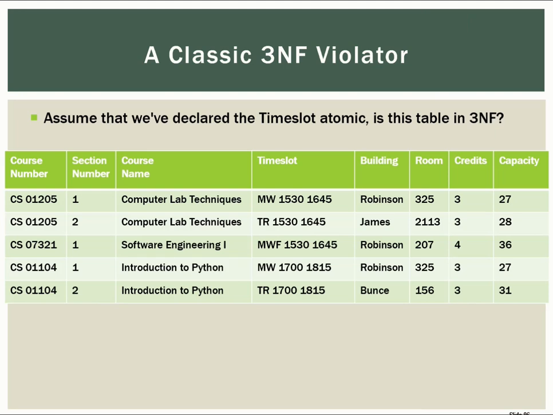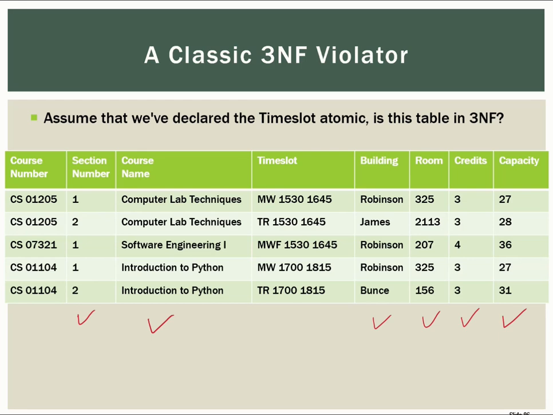We have to look to see if all of the fields are atomic and if there are no repeating attributes. So in terms of being atomic, section number looks pretty good. The course name looks pretty atomic. The building looks pretty atomic. So does the room, the credits, and the capacity. How about the course number?